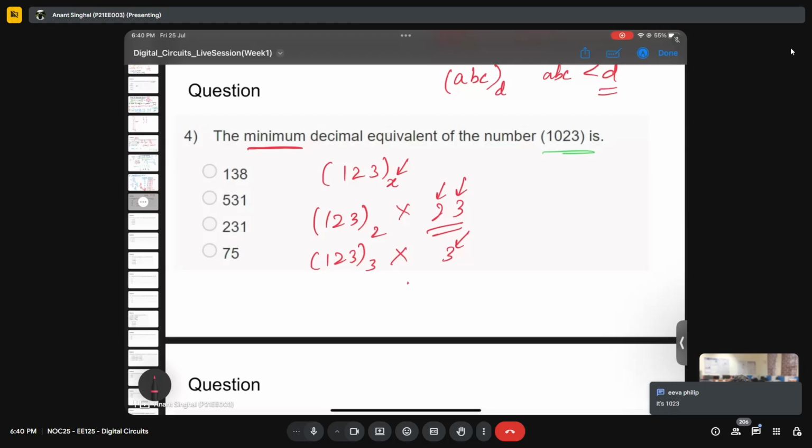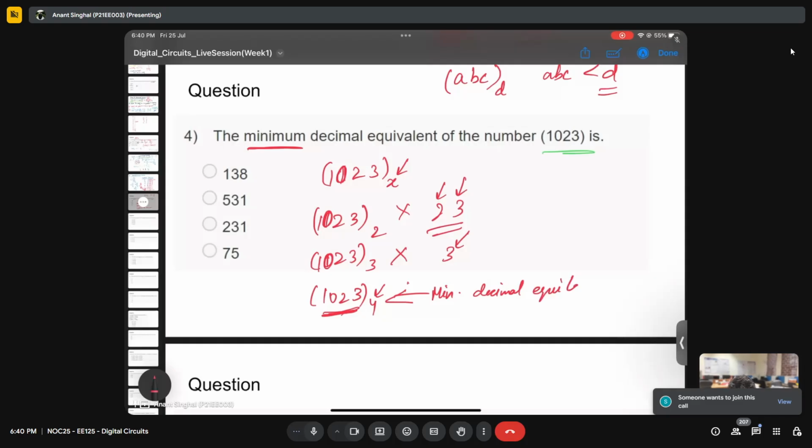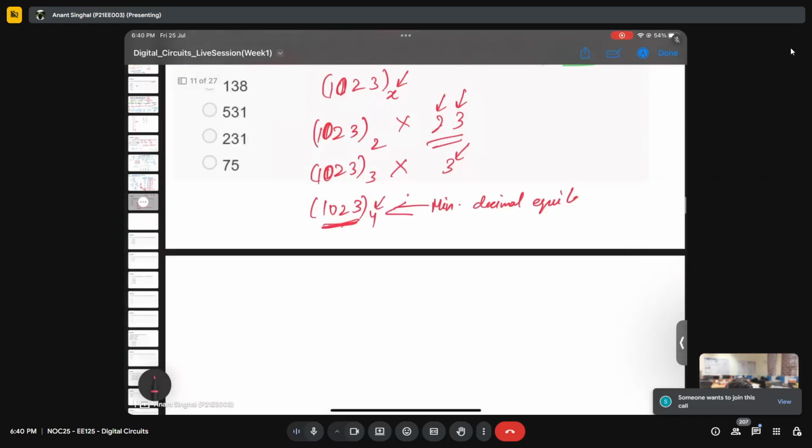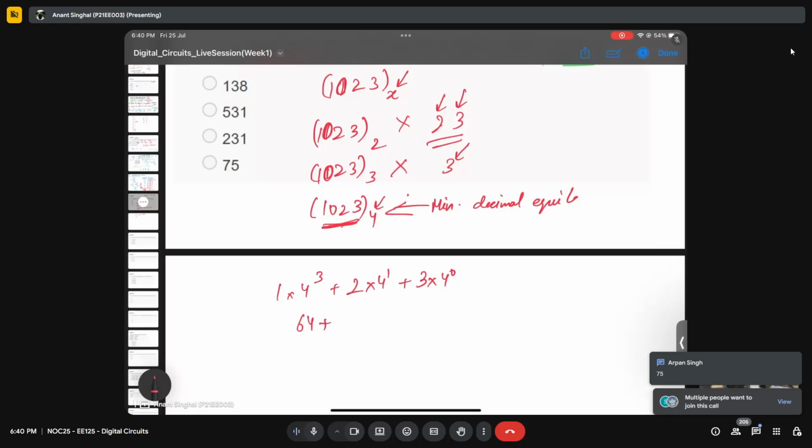Oh, it's 1023. Yeah, my bad. And now if I try to write 1023 to the base 4, can I write this? Yes, because now all the digits inside the number are less than the base. So this will be the minimum decimal equivalent of this particular number. You just need to calculate it in decimal terms. So it will be 3 times 4 to the power 0, then 2 times 4 to the power 1, then 1 times 4 to the power 3. So this is nothing but 64 plus 8 plus 3. This gives me 75 to the base 10. So option D is the correct option.